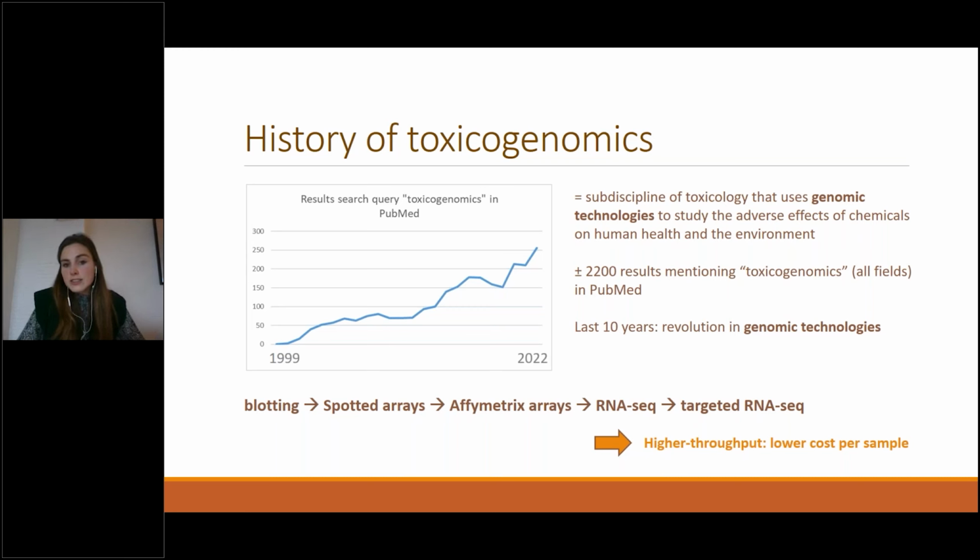And over the last 10 years, as we can also see in the trend of the articles published in PubMed, it's quite revolutionary that the type of genomic technologies is evolving very fast. From the discovery of the DNA helix, for example, when we started with DNA or RNA blotting or manually spotted arrays, these techniques are now replaced by higher throughput techniques such as RNA sequencing or targeted RNA sequencing that have a lower cost per sample since they require a smaller amount of input sample.